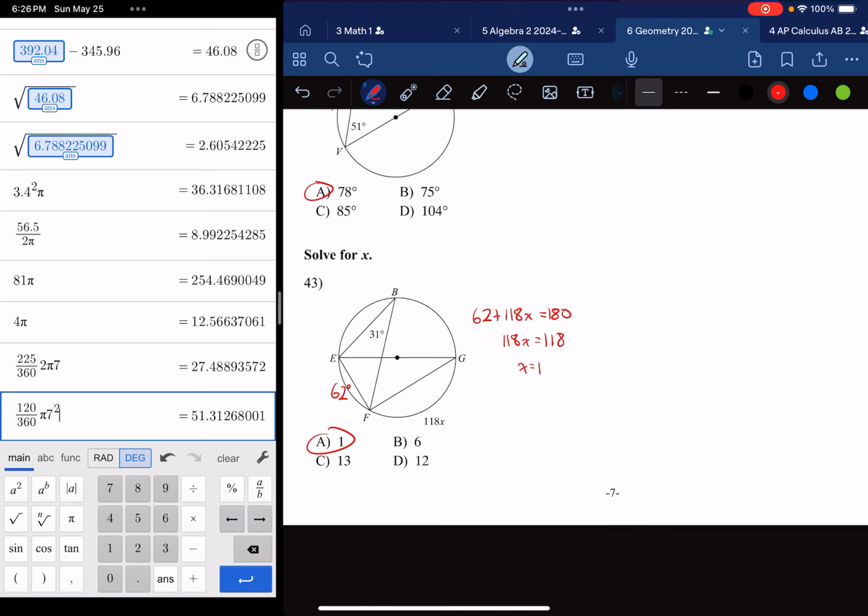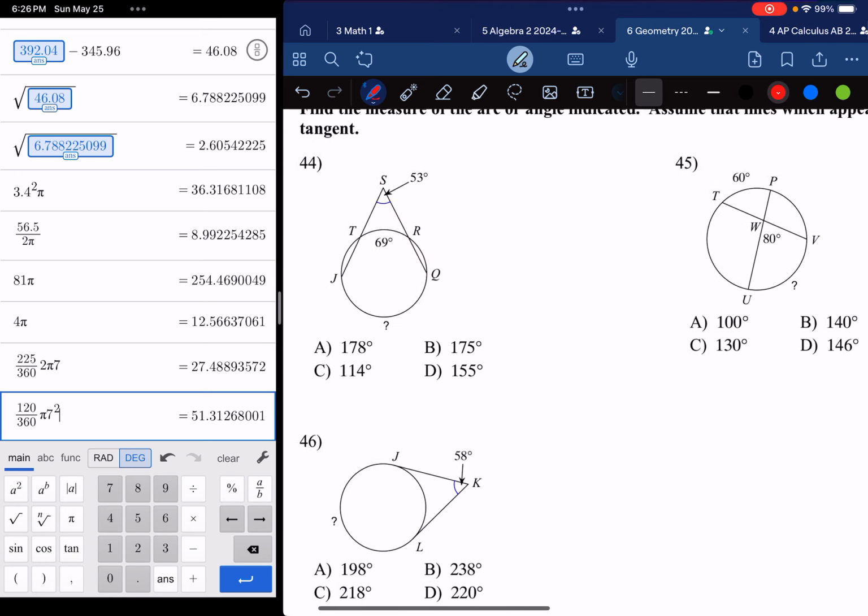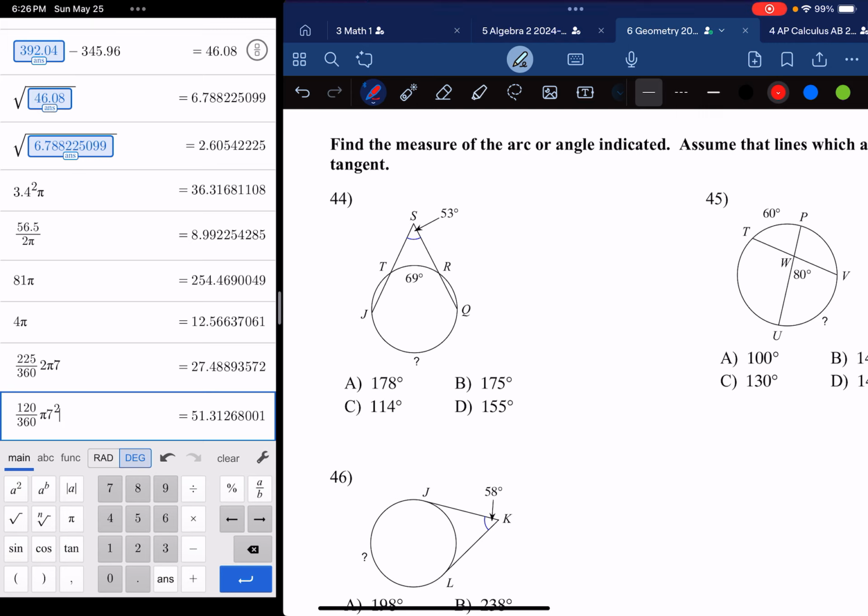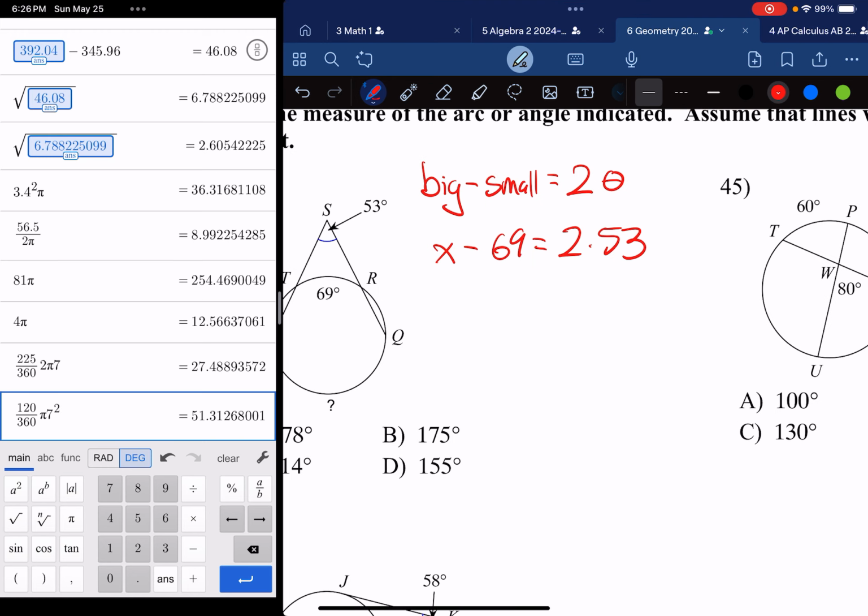What about for number 44? That's the next page. For number 44, we're trying to find this angle, or this arc length over here. In general, these are always going to be big minus small is equal to double the angle. So 2 times the angle, if this is the angle. So this is the big, so I'll call that x, minus my small. My small is going to be 69. And that's going to be equal to double the 53. So I have my equation set up. I just need to solve.